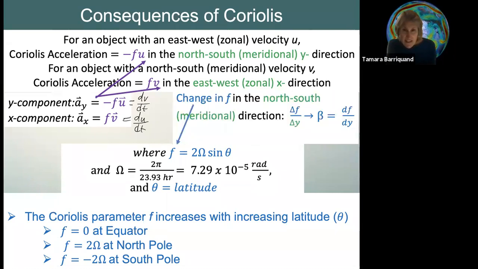Now we notice that in this case, if we have a change in f, it changes in the north-south direction. And so we can write that as the change in f over the change in y. And this is what we call beta. So beta here is equal to df/dy. It's the change in the f parameter in the y direction. And we'll talk about why that's important later. All right, so that's Coriolis review.